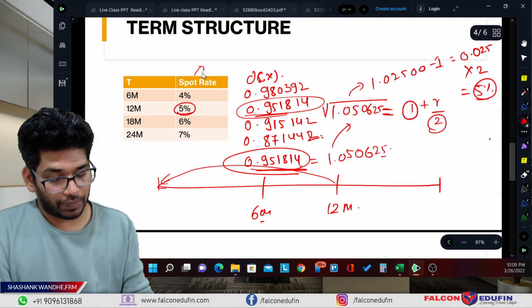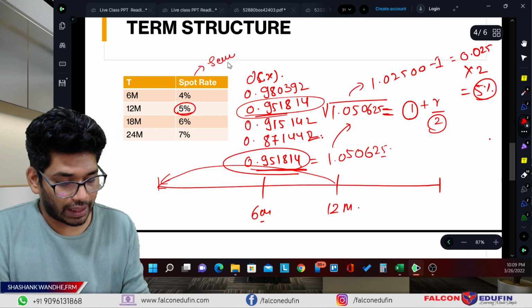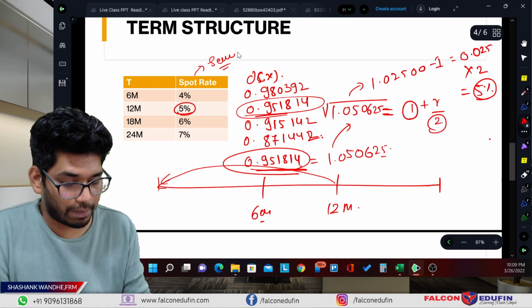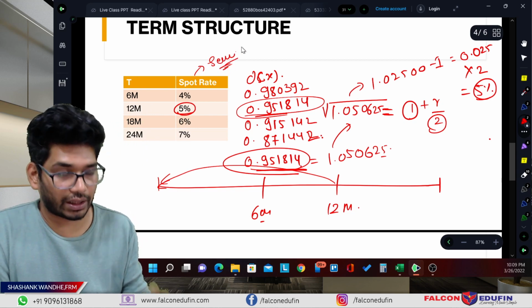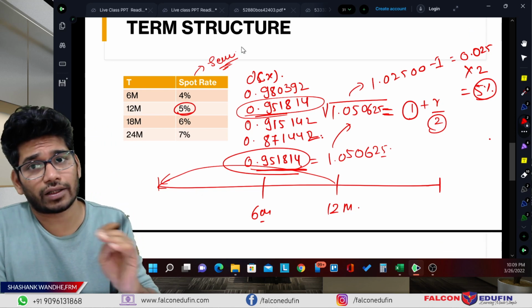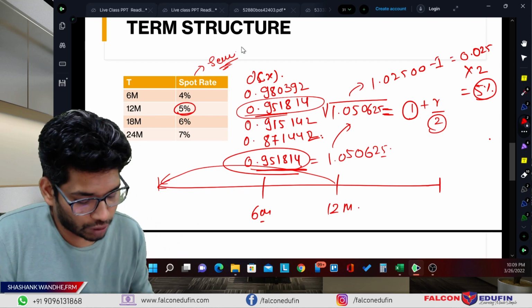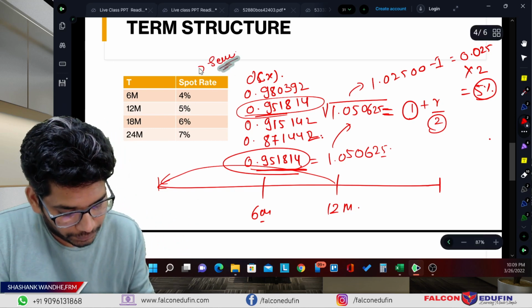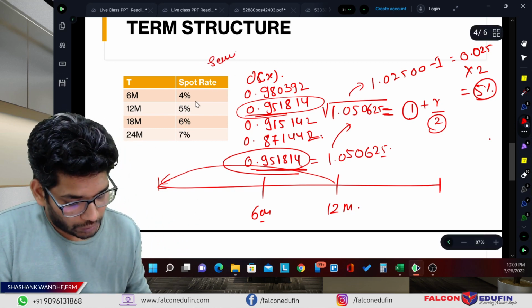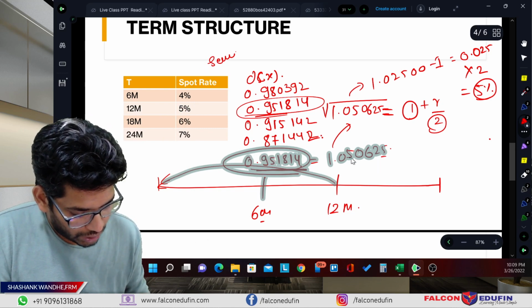Again, this is applicable only if GARP asks you to calculate the semi-annual rate. If GARP asks you to calculate the spot rate in the continuously compounded format, then the process will change. I will tell you the process, but it will change. Now the third part, just a second.